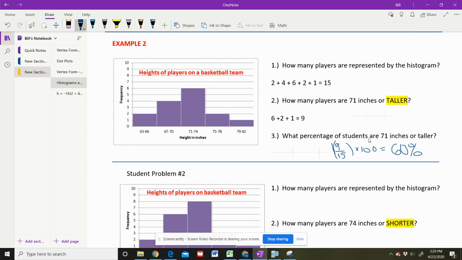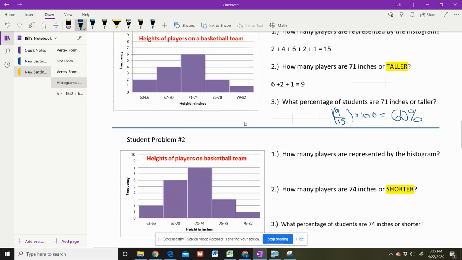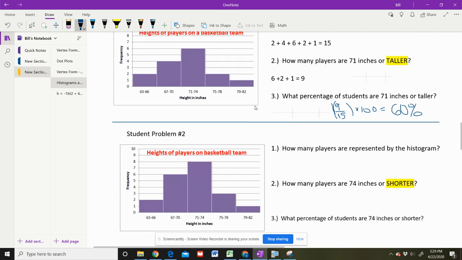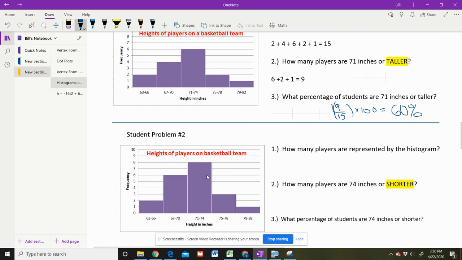Okay, so that would be our example on how to figure out percentages from our histogram based upon the question. So they wanted to know what percentage of students were 71 inches or taller. We're able to find the total number of players from the histogram, and we can also figure out how many players are 71 inches or taller by using the height of these bars. So for your problem that you're going to do now on Edpuzzle, I'll leave that up there so you can see it.